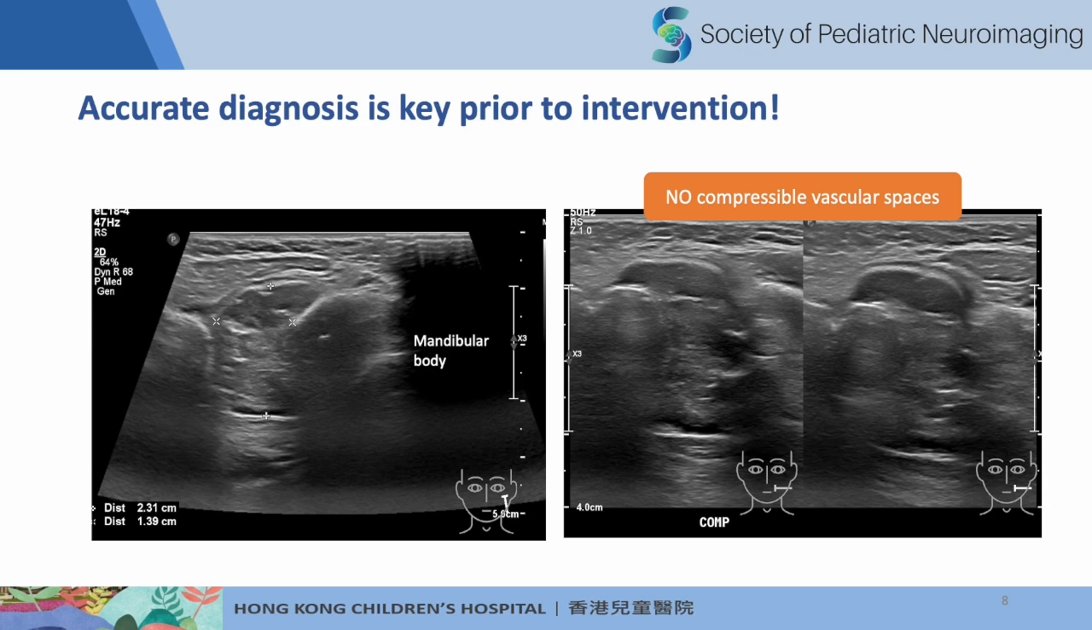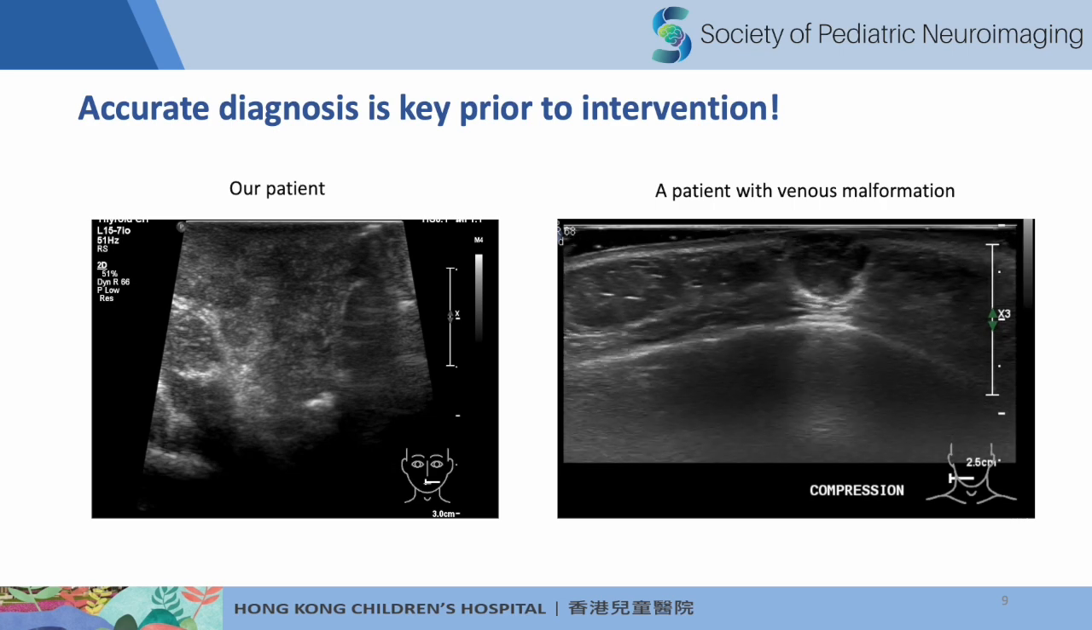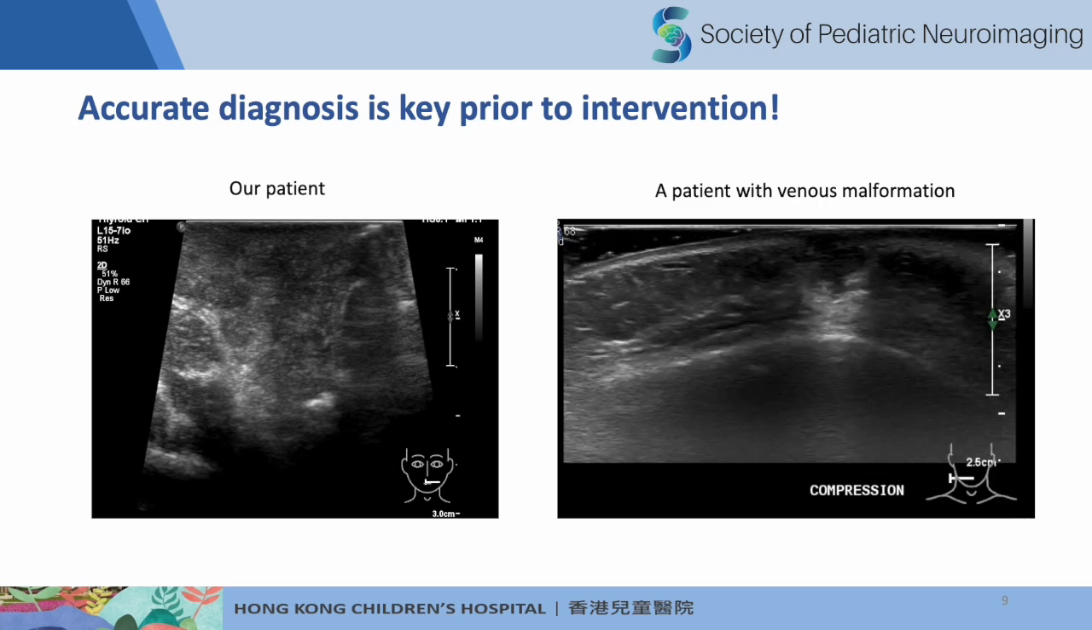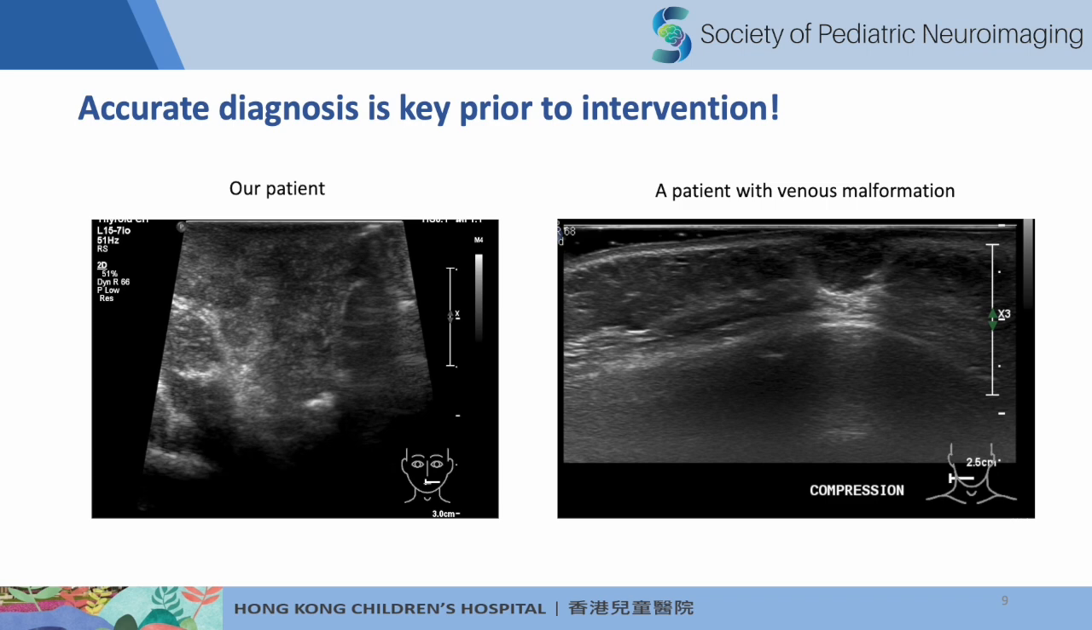So when we performed a targeted ultrasound over the lesion, you can appreciate there are no compressible vascular spaces at all over the lesion, and on compression the lesion is totally incompressible. So we compare this with a patient with a true venous malformation. You can see that VMs are generally very compressible with hypoechoic spaces. None of these exist in our patient. So it's important to know that even on MR, these lesions may mimic each other. A thorough clinical examination and targeted ultrasound can solve most of the conundrum.